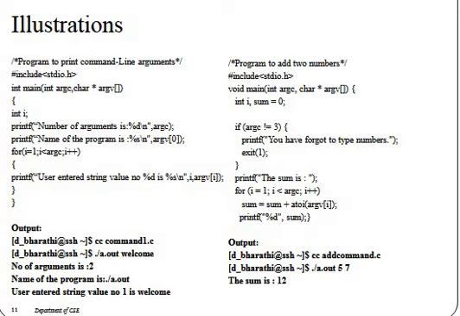Look at the program on the right hand side for addition of two numbers. At the command prompt, you are supposed to specify the name of the program along with two inputs. Look at the output. The name of the program is a.out followed by 5 and 7. Look at the program. If argc is not equal to 3, you are supposed to enter 3 arguments. So the first one is always the name of the file, followed by the two numbers which you want to add.